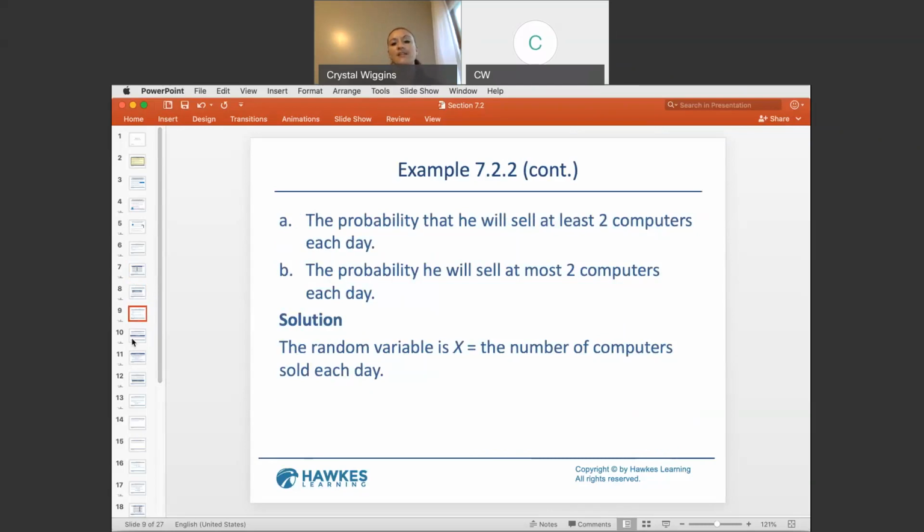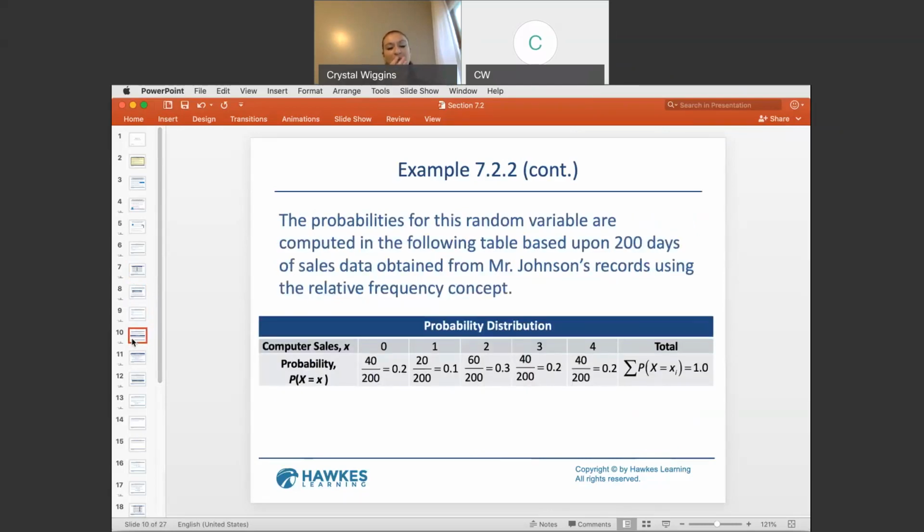So let's take a look at this probability distribution. We take the original chart and we put the count of days he had no sales over the total days he counted to get a 0.2, or 20%, chance that he's going to come up short and have no sales that day. There's a 10% chance he'll have exactly 1, 30% chance he'll have exactly 2, 20% chance he'll have exactly 3 sales, 20% chance he'll have exactly 4 sales. All of these probabilities are between 0 and 1, and when added together, they equate to 1, which verifies that this is a discrete probability distribution.